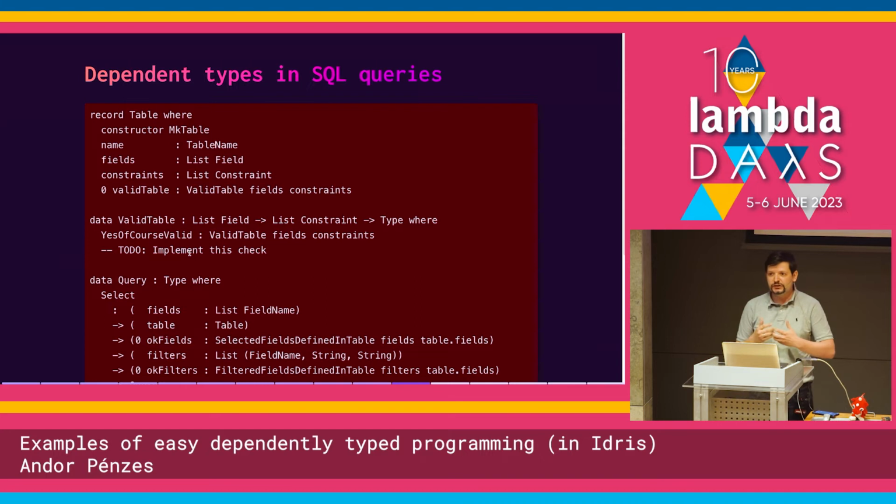So here, dependent types don't really stop you from quick prototyping. If you don't want to add these constructive proofs, you can just mock them and say, yes, everything is valid. I'm happy. I know what I'm doing.